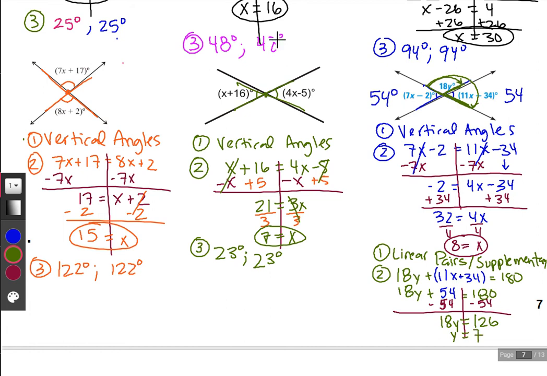Now, we know the y value is 7, we still got to find the angle up there. And so if we take 18 times y, that is now 18 times 7, we have 126 degrees. Okay? Which we can confirm, if we add 54 to that, boom, we get 180, and we are good to go. All right.